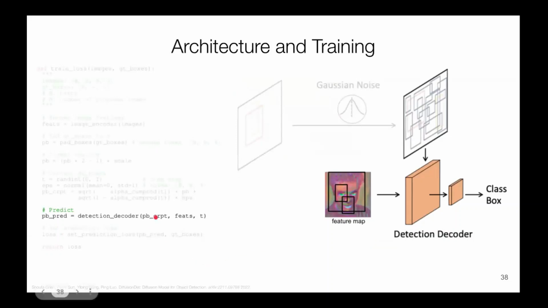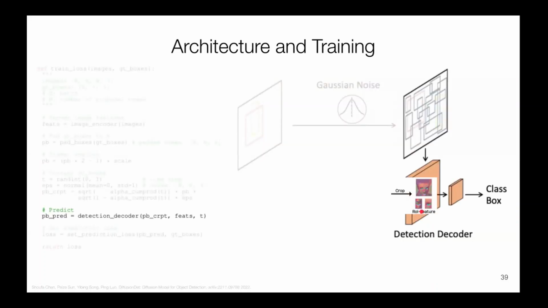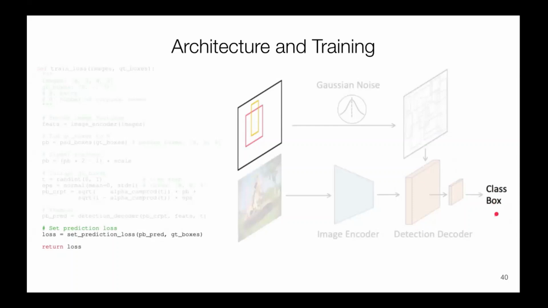Next up, we're going to send the corrupted padded boxes and the extracted feature map and the time step t to the detection decoder. The detection decoder is going to take these boxes and crop the feature map into region of interest feature crops, and it's going to use its detection head to continuously perform box regression and classification, refining these noisy boxes into predictions. The detection head shares parameters across all time steps specified by a time embedding. And then it takes the class and the box prediction along with the ground truth to compute the set prediction loss.